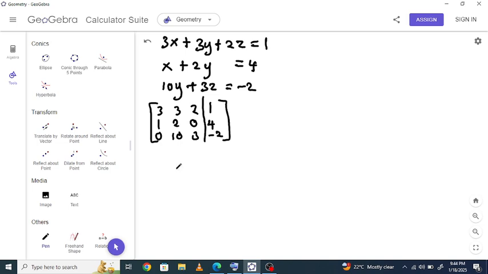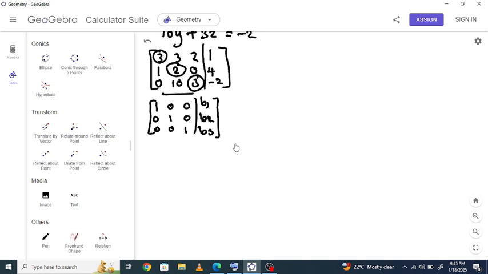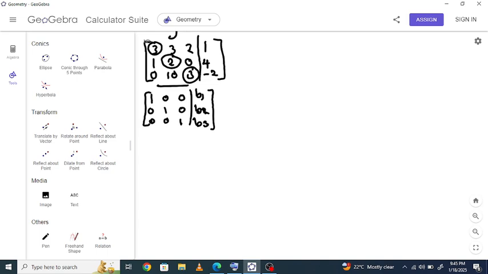We are going to row reduce, and the aim of our row reduction is that on the left we are going to get an identity matrix, which takes the form 1 0 0, 0 1 0, 0 0 1, and on the other side we're going to get our values, which will be the values of b1, b2 and b3. So that's our main target.